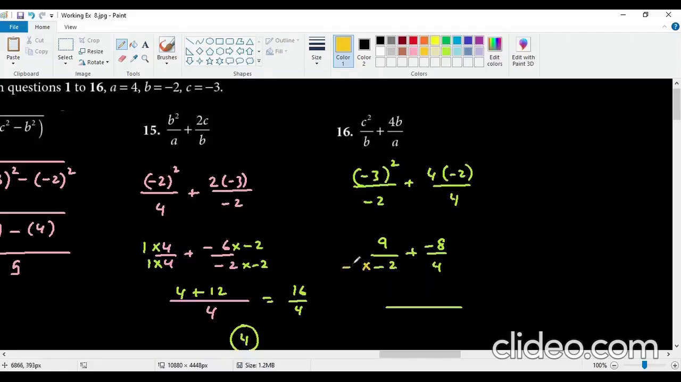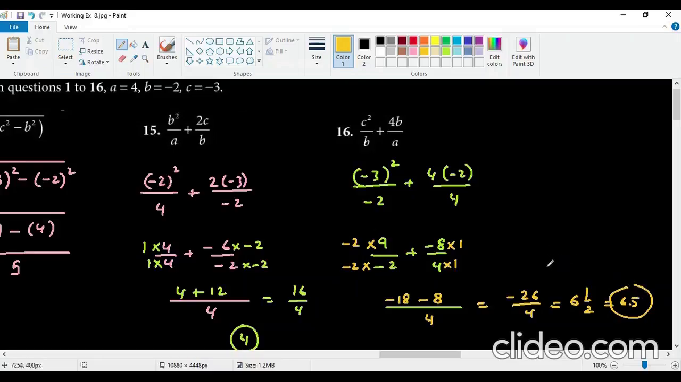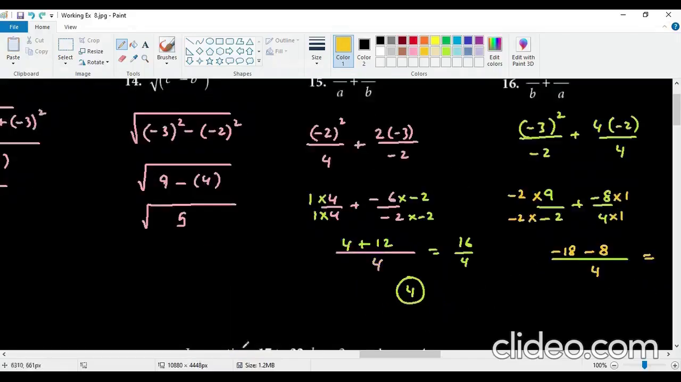Same procedure we are going to follow. We are going to make the denominators equal. I need to multiply this by negative 2 to make it a positive 4 and multiply this by 1. So I will multiply the numerator also by the same values. So this is going to give you a negative 18 and it's going to be minus 8. In the denominator, I will have 4 as an LCM. So this is going to give you negative 26 divided by 4. Negative 26 divided by 4 is going to give you negative 6 whole 1 over 2, or you can write 6.5 also. Both are going to be the same values.